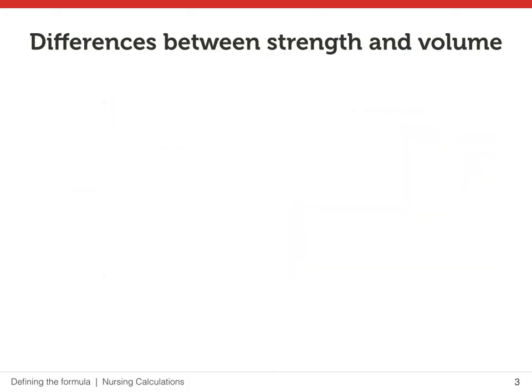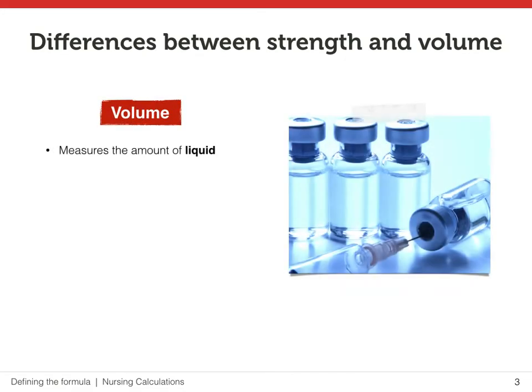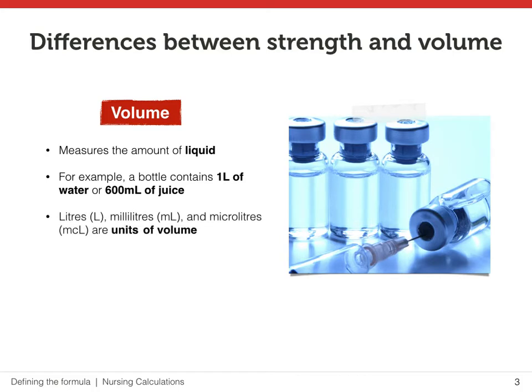The other value that the formula uses is volume. Volume measures the amount of liquid. For example, a bottle contains 1 litre of water or 600 ml of juice. Litres, millilitres and microlitres are units of volume.